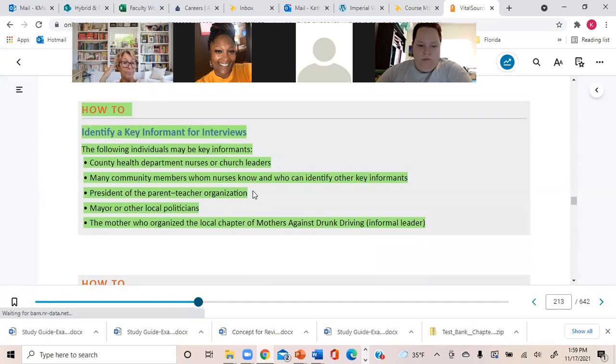And then it talks about how to pull key, I call them stakeholders in your community together. Who would be helpful? Who would you like to pull together in your community? Well, here's 5 different categories of people that might be important. The health department, church leaders, maybe law enforcement, education people, the head of the PTA, mayor, politicians, maybe a mom who organized a local chapter of Mothers Against Drunk Driving. It depends. These are some common types of people you would bring in, but every community is different.